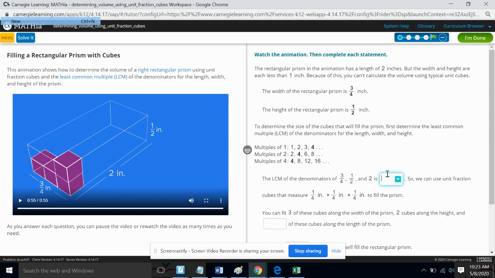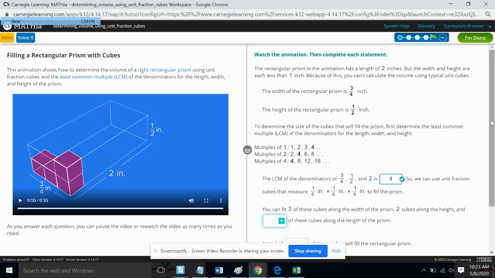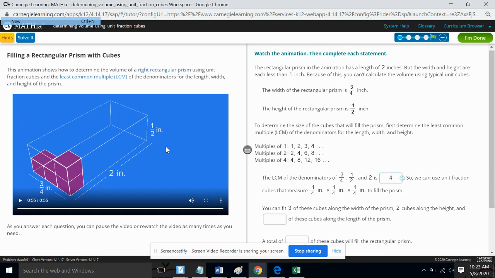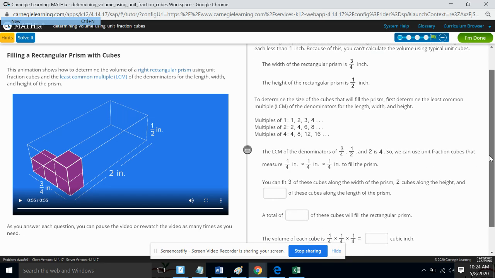Least common multiple is 4, and that's going to determine how large each fraction cube will be. As you saw in the video, if we put in something that's 1 inch, that works for the length, but that doesn't work for the width or the height. 1 inch would be way too big because these dimensions are smaller than 1 inch. So that's why we need to come up with something that's universal, something that can fit in every part of the shape, every dimension of the shape, the length, the width, and the height. So 1/4 is what we want there, and we get that by getting the least common multiple.